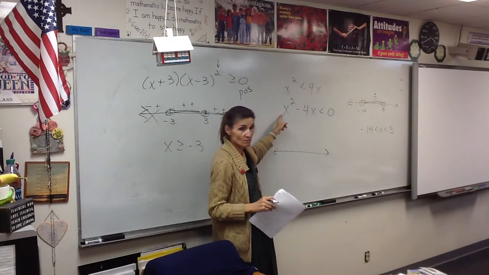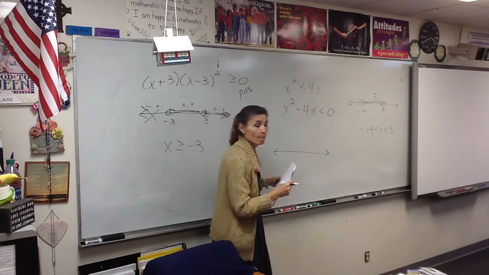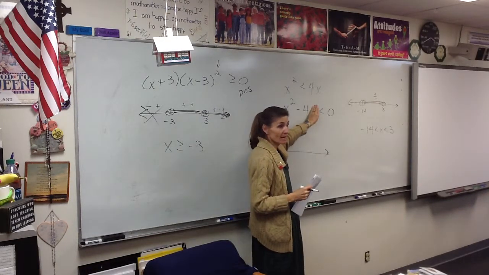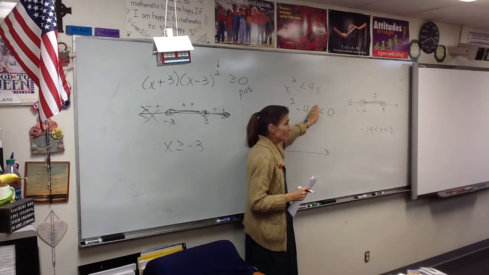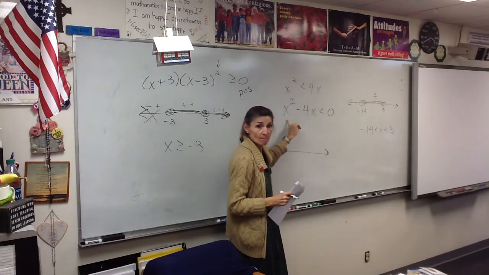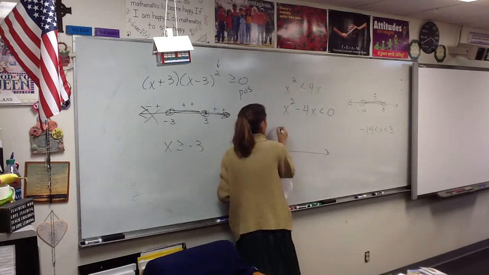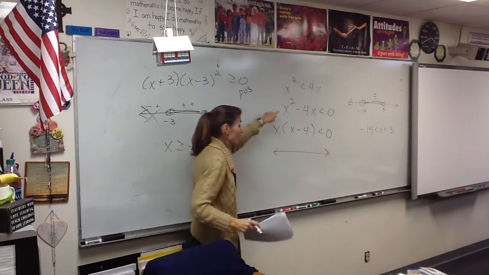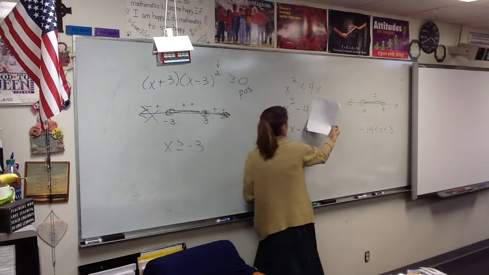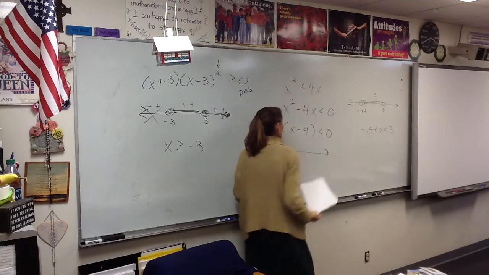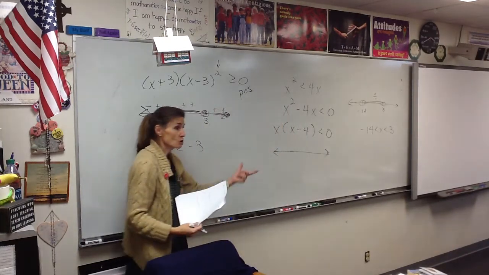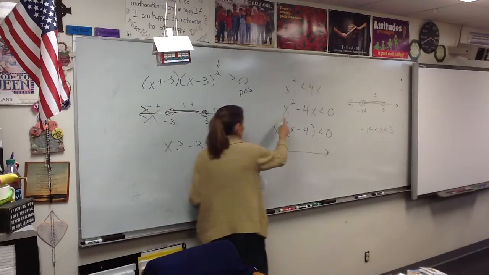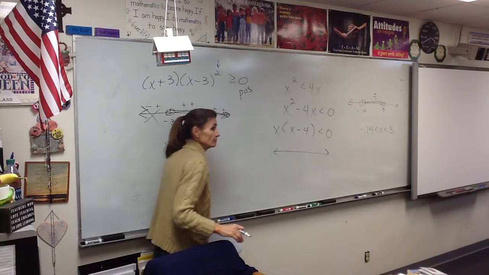Factor it. How does this factor? X plus 2, X minus 2. Be careful. That would be it if that X weren't there, but that X messes that up. Since there's an X there, we're going to take an X out. That's how it factors. If that weren't there, it would be X minus 2, X plus 2, but that X messes it up, so we'll take it out. And that leaves me with X minus 4.